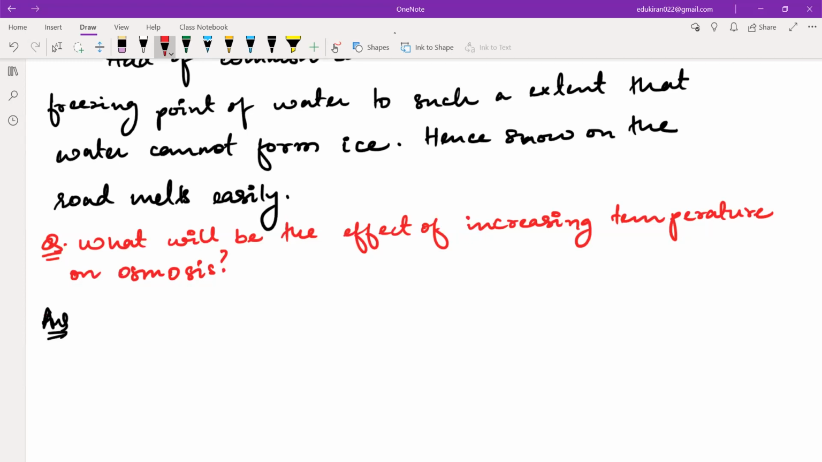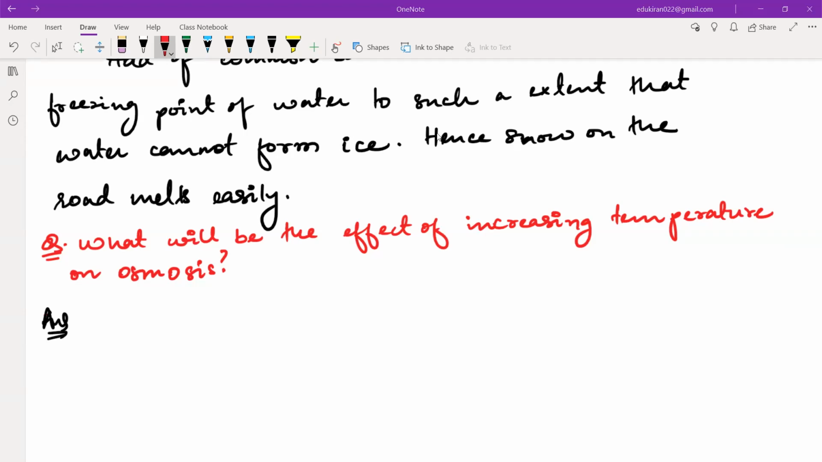The water molecule. No, I am asking how the osmosis will be affected. That means, will it be faster? It will be slower, or it will remain same? The rate of osmosis. Increasing the temperature means it will be fast. It will be faster, right?